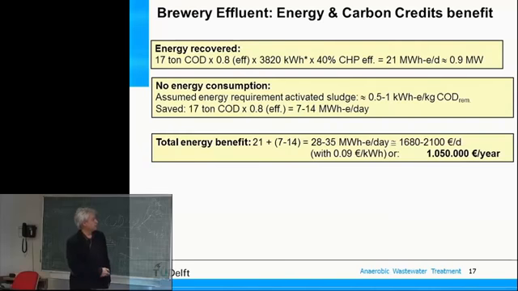The amount of energy and carbon credits, the energy recovered: if you treat 17 tons of COD and you have an efficiency of 80%, the energy content of the methane that you produce is 3,800 kilowatt hours per ton. Then I multiply it by 40% combined heat and power efficiency. This means that 70 tons of COD is converted into methane gas, with this energy content of methane gas times the efficiency of the electricity plant giving you 1 megawatt of power, or 21 megawatt hour electric.